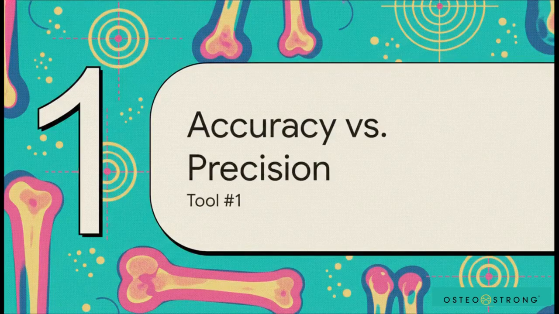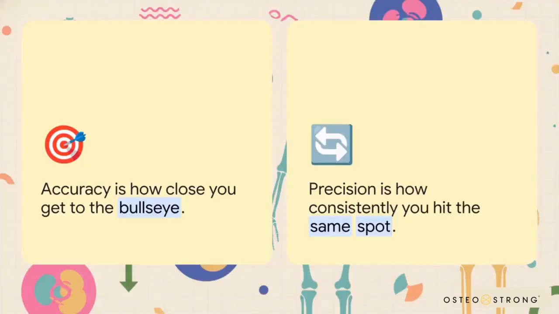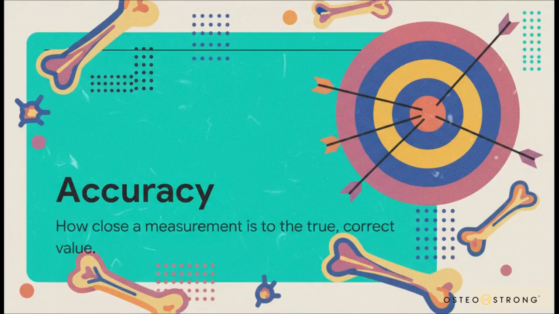All right, first things first, we're going to tackle two words that sound almost the same but are totally different in the medical world: accuracy and precision. And to make this super easy to understand, let's just think about a dartboard. So, accuracy. That's all about how close you get to the bullseye. It's about hitting that true, correct value.